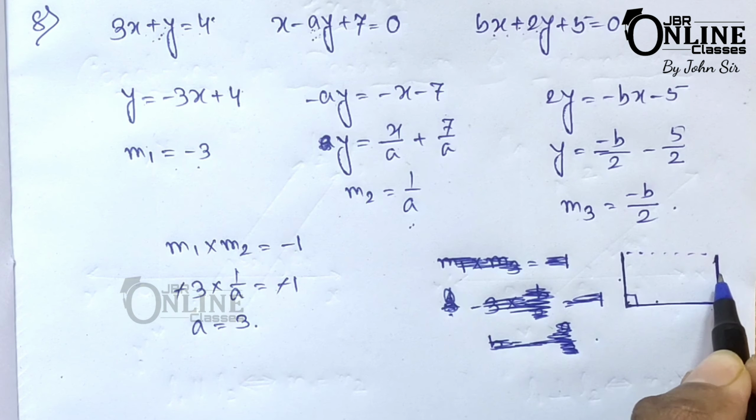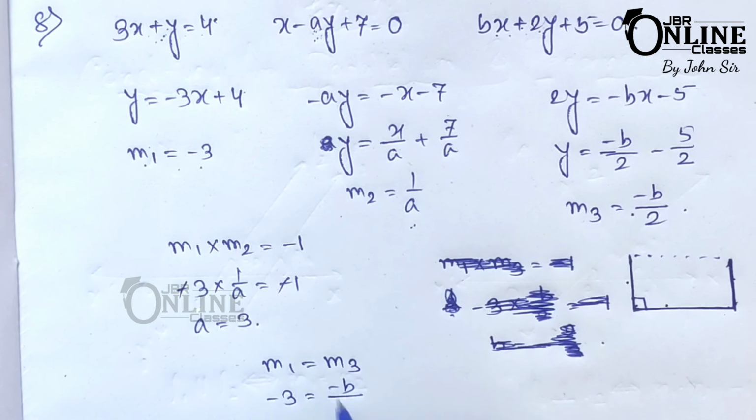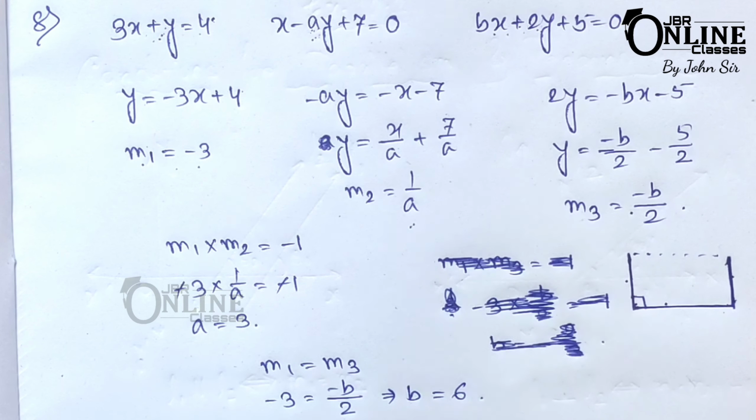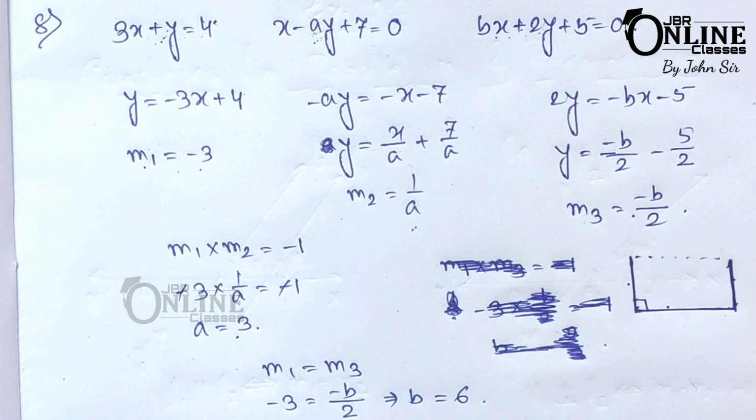So that means m1 = m3. If m1 = m3, that means -3 = -b/2. So from that b = 6. So a = 3 and b = 6. Okay, now sum number 10.